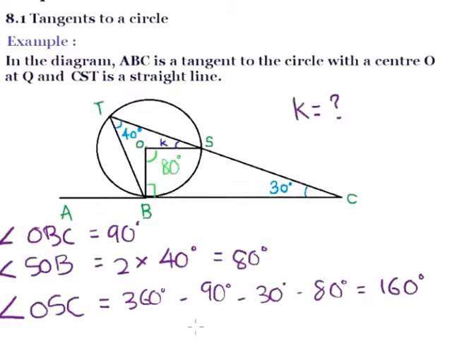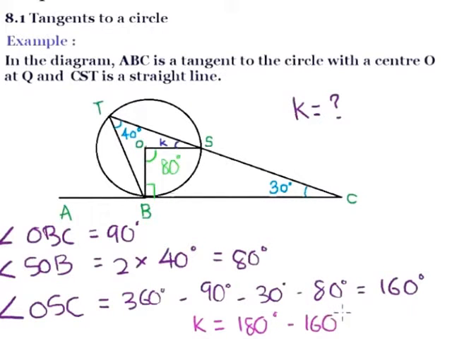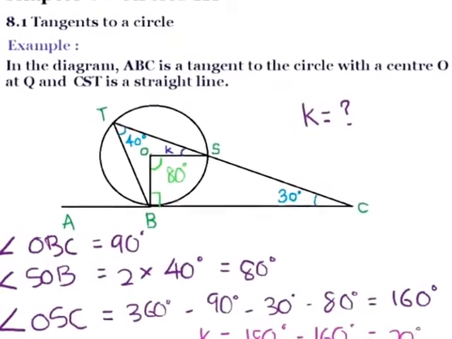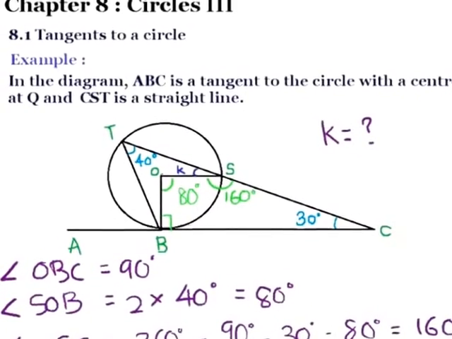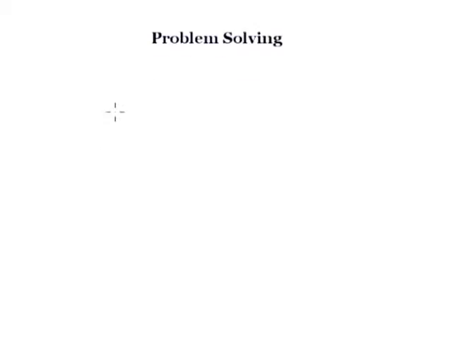Thus, the final answer of K is equal to 180 degrees minus 160 degrees equals 20 degrees. And that's the answer.